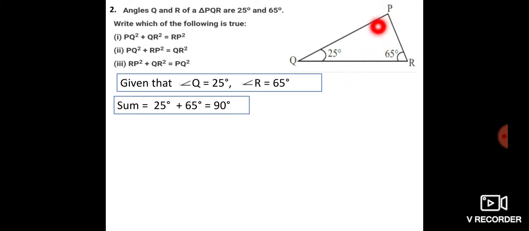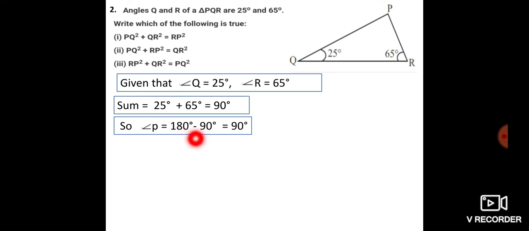So, we can easily find angle P. Angle P equal to 180 minus 90, that is 90 degree. Here angle P equal to 90 degree. From this, we can understand QR is the hypotenuse. QR is the hypotenuse because this is 90 degree. Opposite of 90 degree is always hypotenuse. That we studied earlier. Then QR is the hypotenuse.